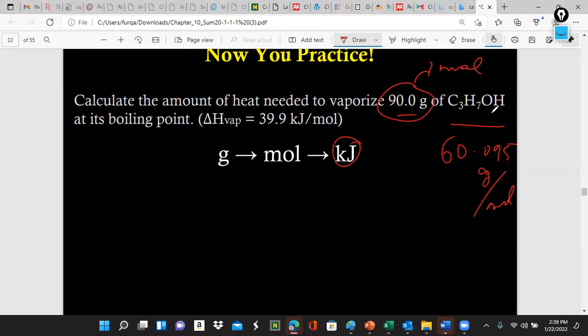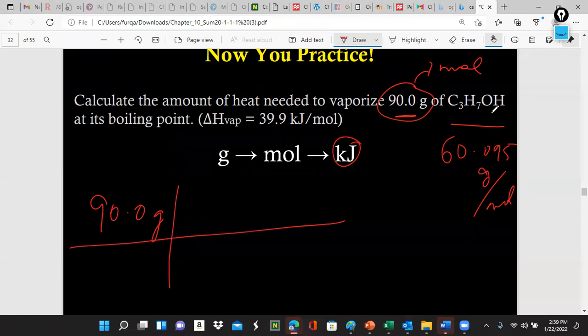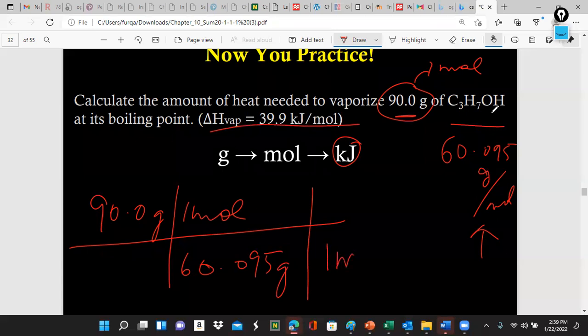The mass that I'm going to start with is 90.0 grams of the compound. 1 mole of compound, we have figured that out, is going to be equal to 60.095 grams. And then we have the heat of vaporization. It says 1 mole is going to be equal to 39.9 kilojoules.